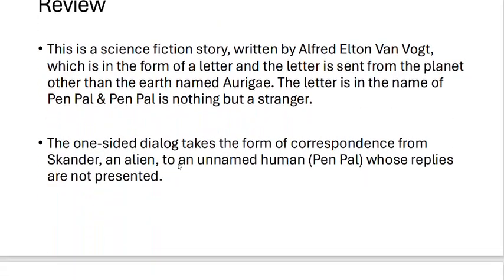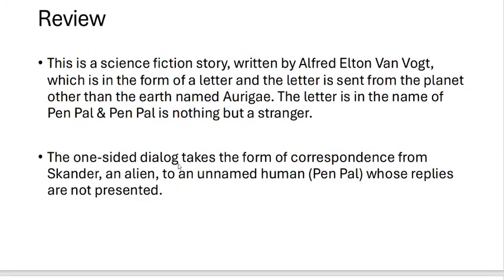Now, let us look at the review. It is a science fiction story written by Alfred Elton Van Vogt, which is in the form of a letter, and the letter is sent from a planet other than the Earth named Origo. The letter is in the name of Penpal. Penpal is nothing but a stranger. So, students, just look at this review. It is a science fiction story. It is not real, and is written in the form of letters. These letters are sent from the planet Origo by Skander, who is an alien.